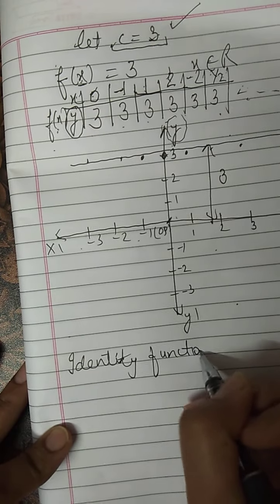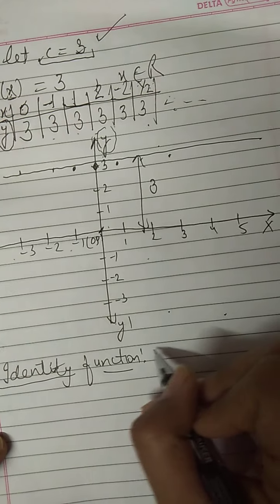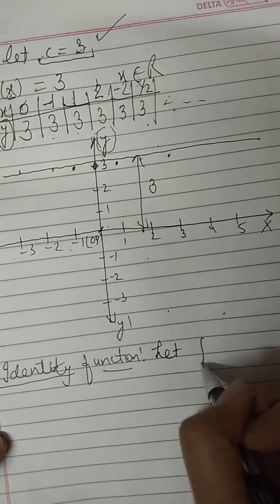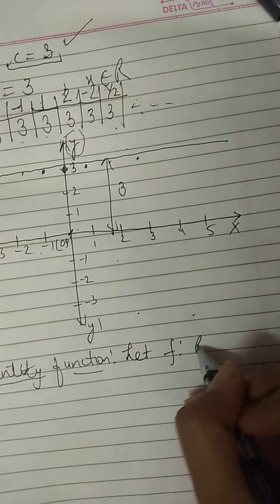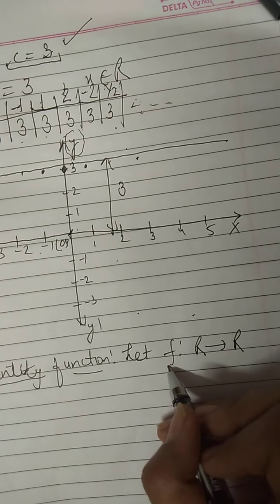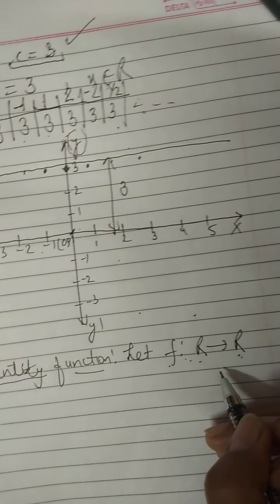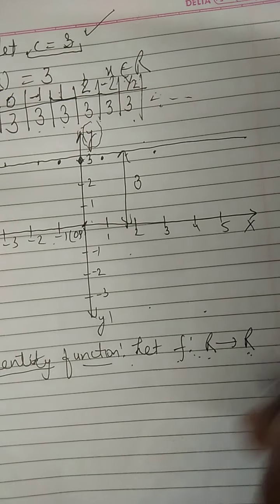Identity function means, let me show you. Let f be a function defined from the set of real numbers to the set of real numbers only. Now see, f is defined from R to R. That means the domain and codomain both are the set of real numbers only. So it is a real valued function again.